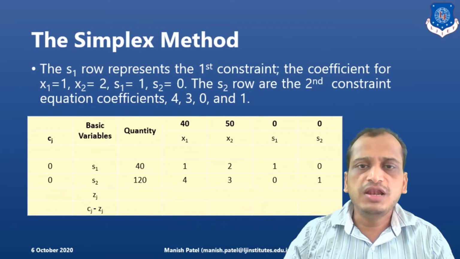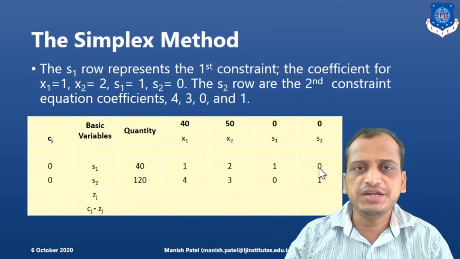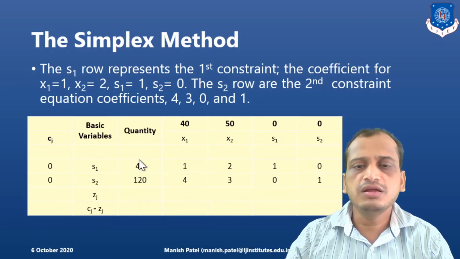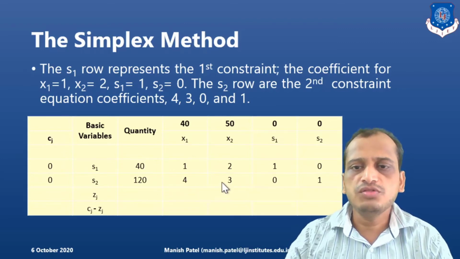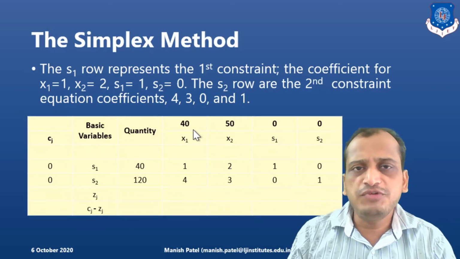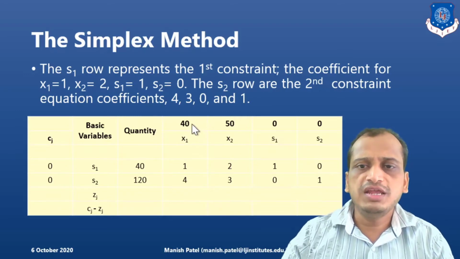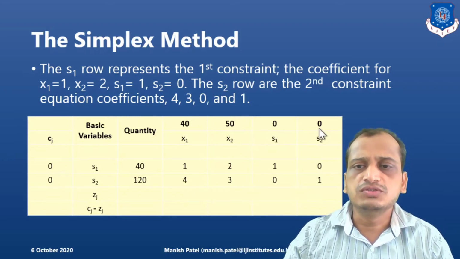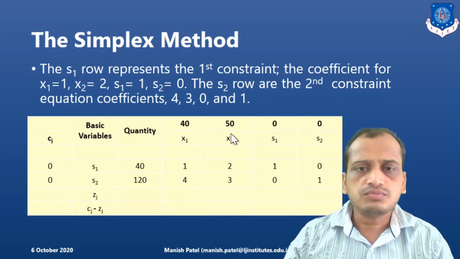So let's put down the values here. The coefficients for the first constraint equation are 1, 2, 1 and 0, and the quantity is 40 in terms of labor. In the same way, for the amount of clay, 120, the coefficients are 4, 3, 0 and 1. Clear? Now what are the coefficients in the objective function? 40, 50, 0, 0.